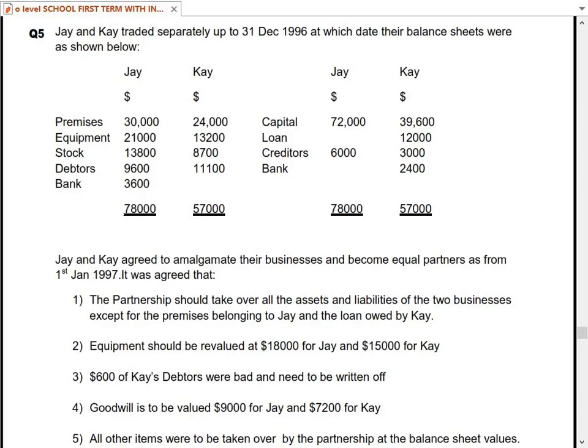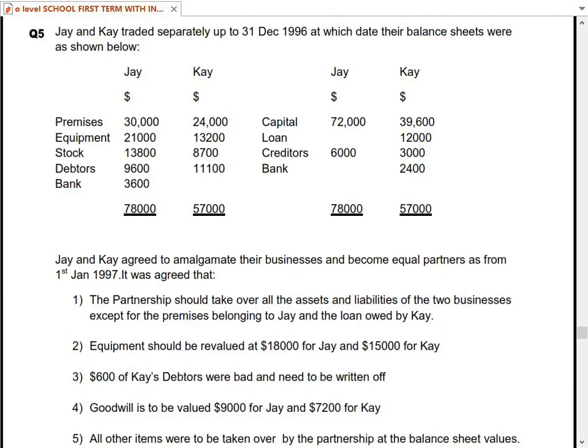Hi, I have brought another topic for you today, and this is partnership formation. Partnership formation means when there are two sole traders working independently, and then they decided, why don't we become partners from today onwards, rather than being competitors, why not work hand in hand?